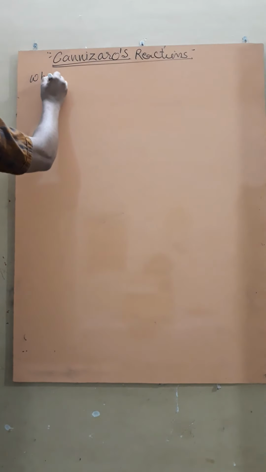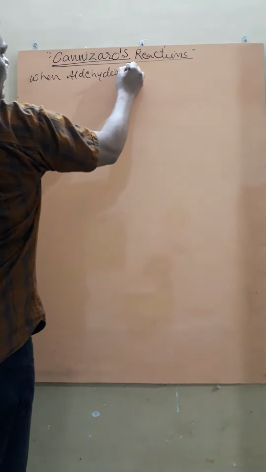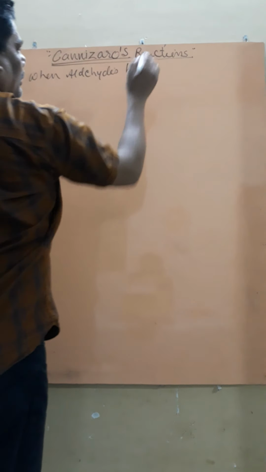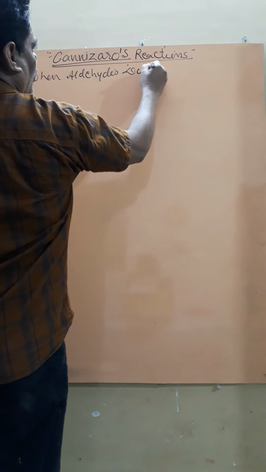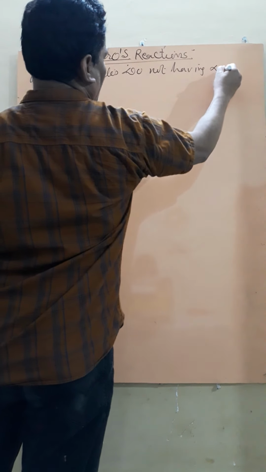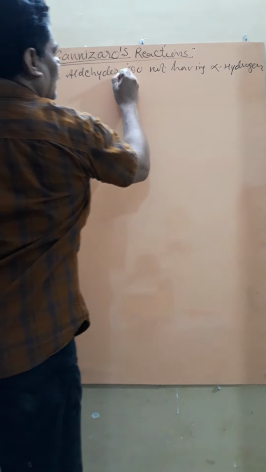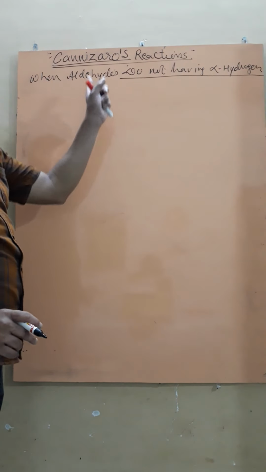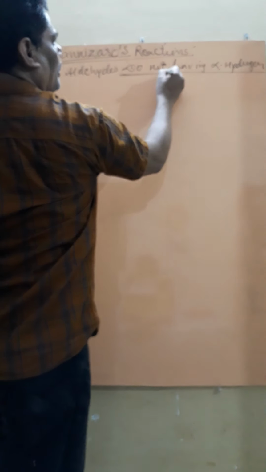So first, let me check Cannizzaro reaction. When aldehydes do not having alpha hydrogen. This is the very important condition. Okay, remember student, in aldol the condition was having alpha hydrogen, but here the condition is what? Do not having alpha hydrogen.